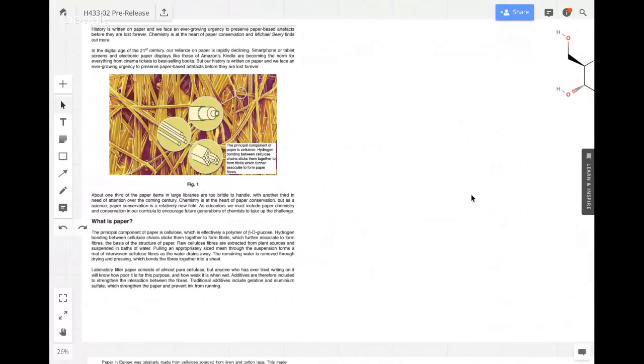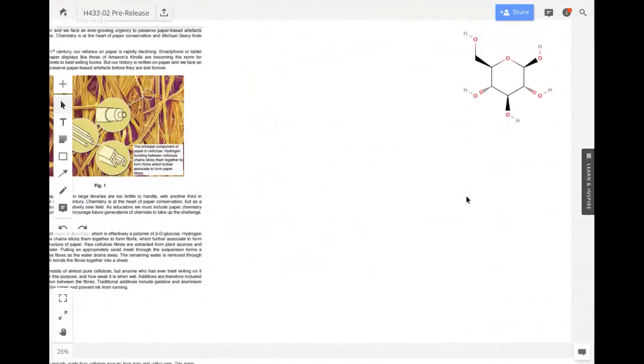So I've got the paper here on a tool called Realtimeboard, and I've grabbed each page of it and put it into this tool. So you can see it's all about the preservation of paper. It goes on to talk a little bit at the start about what paper is, and it talks about it being a polymer, and the polymer is made from this particular monomer that we've got up here in the top right hand corner. This is beta-D glucose, and we'll come back to that structure later on.